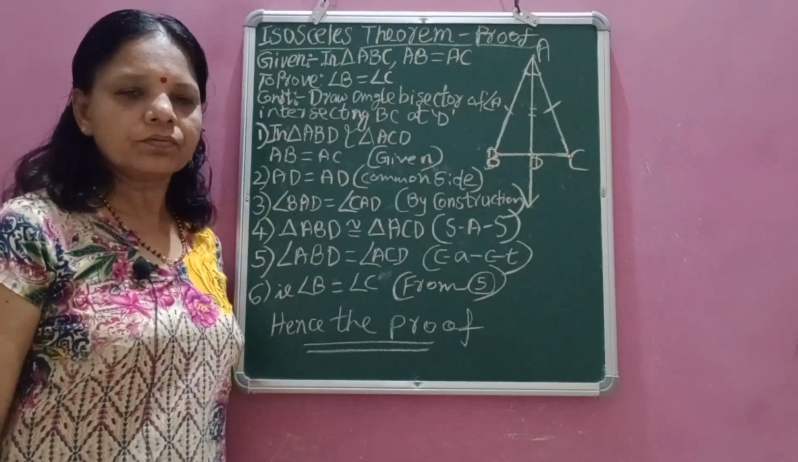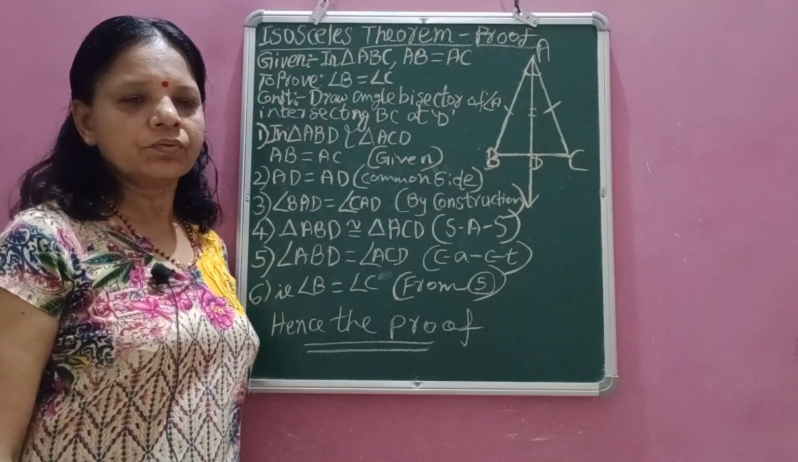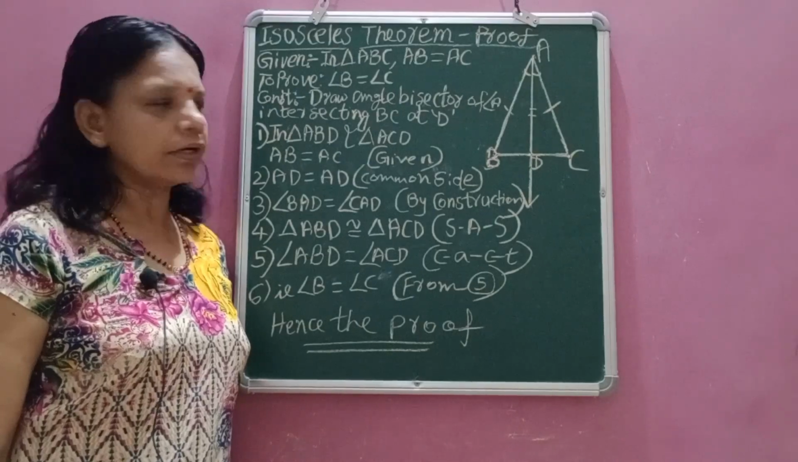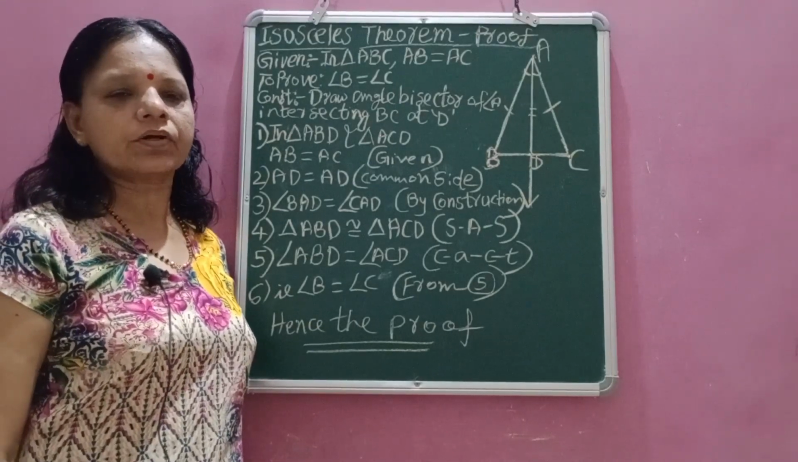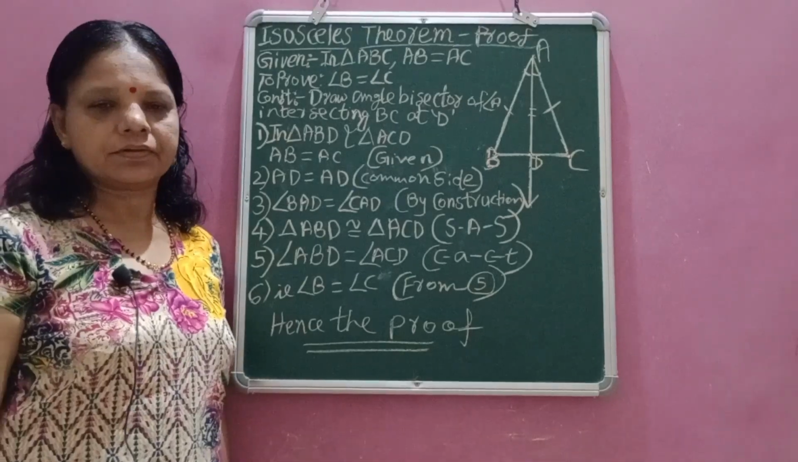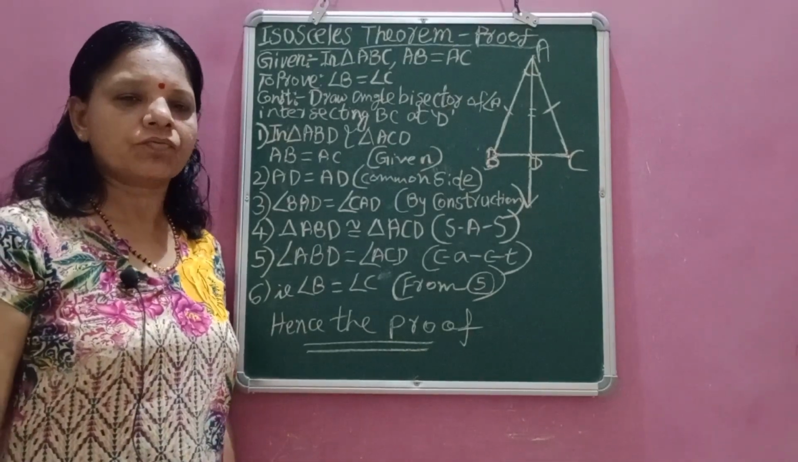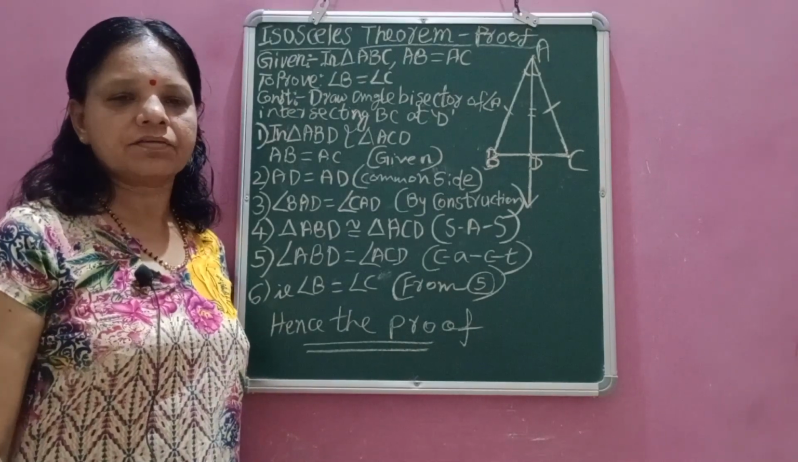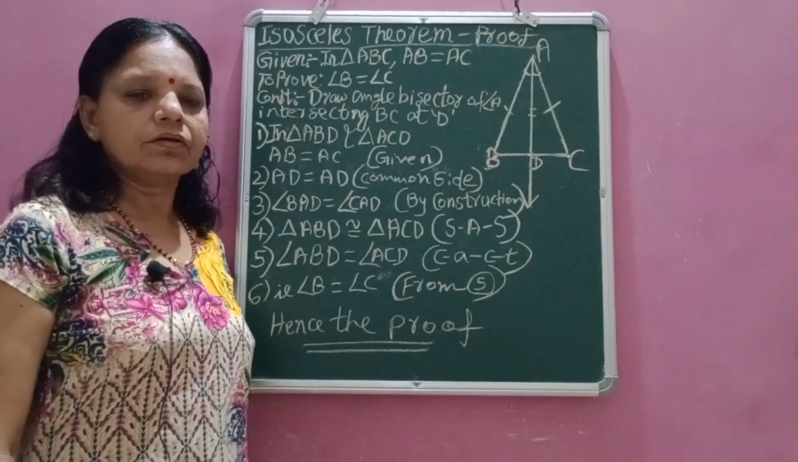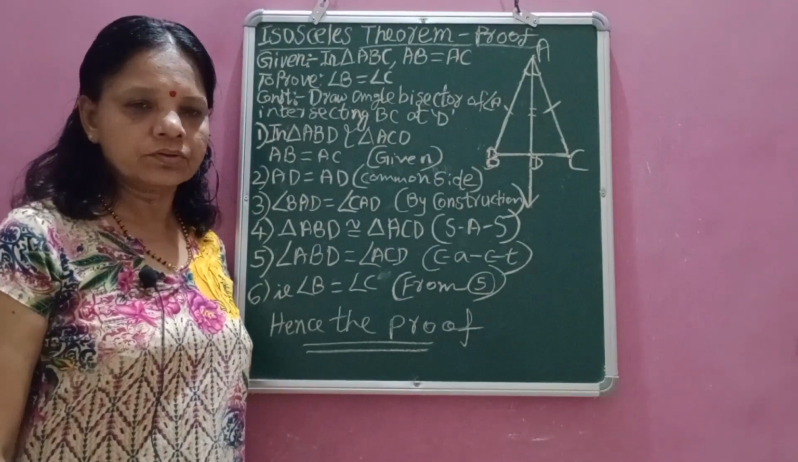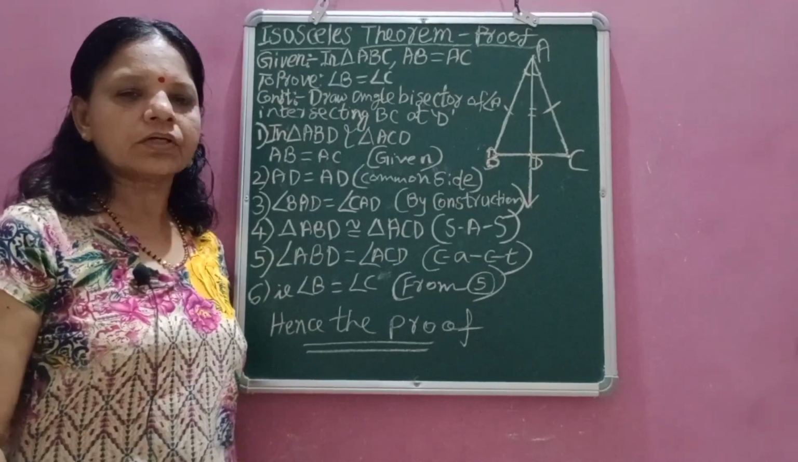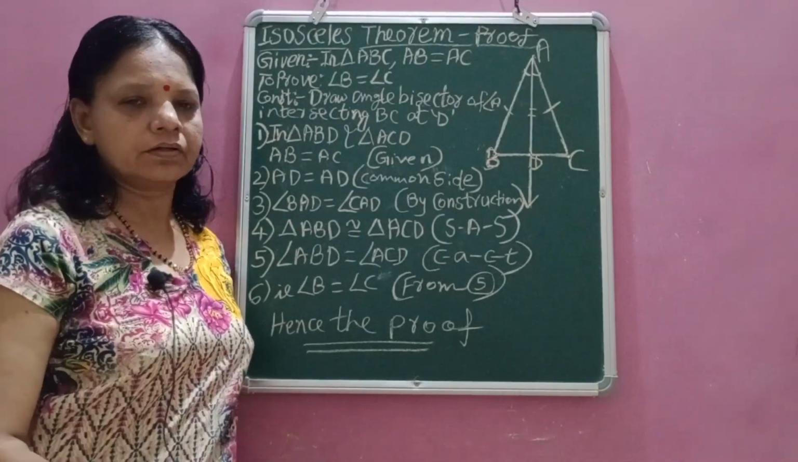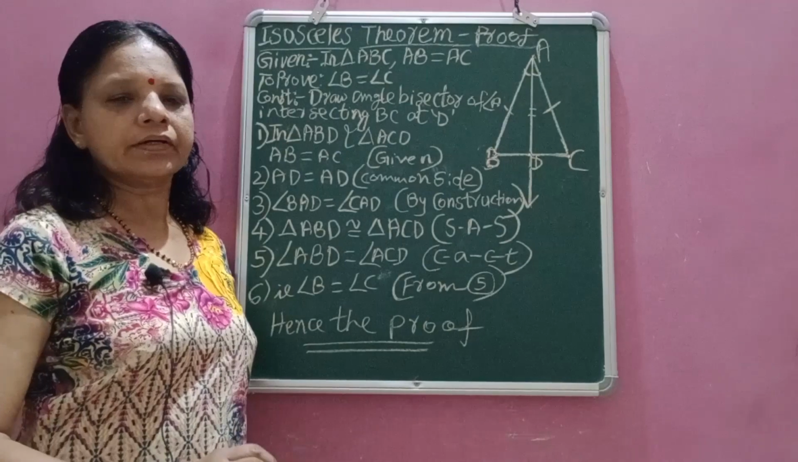So, in order to prove this theorem, you have to use congruence of triangles. What are the conditions for triangles to be congruent? You have studied various tests of congruence, that is SAS, ASA, SAA, etc. Any of these tests you have to use to prove the two triangles are congruent. So you have to make the isosceles triangle into two triangles.